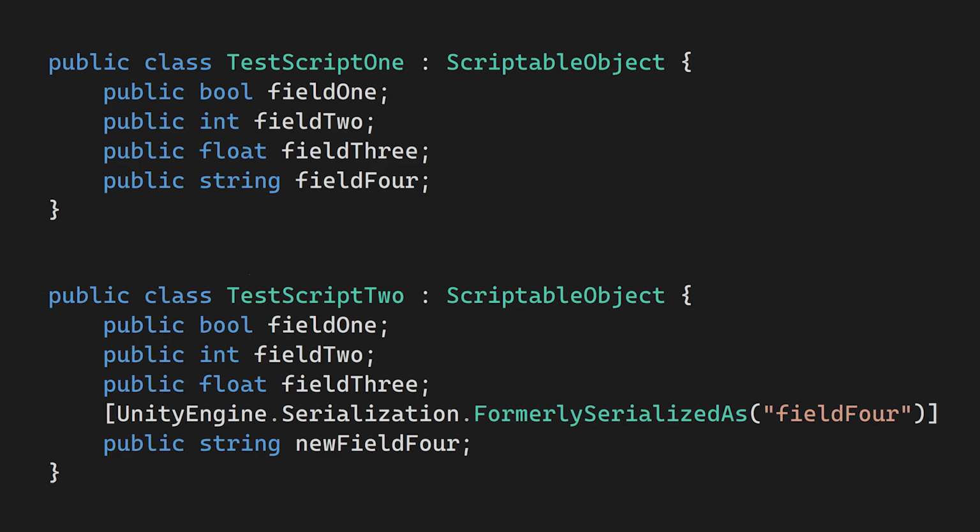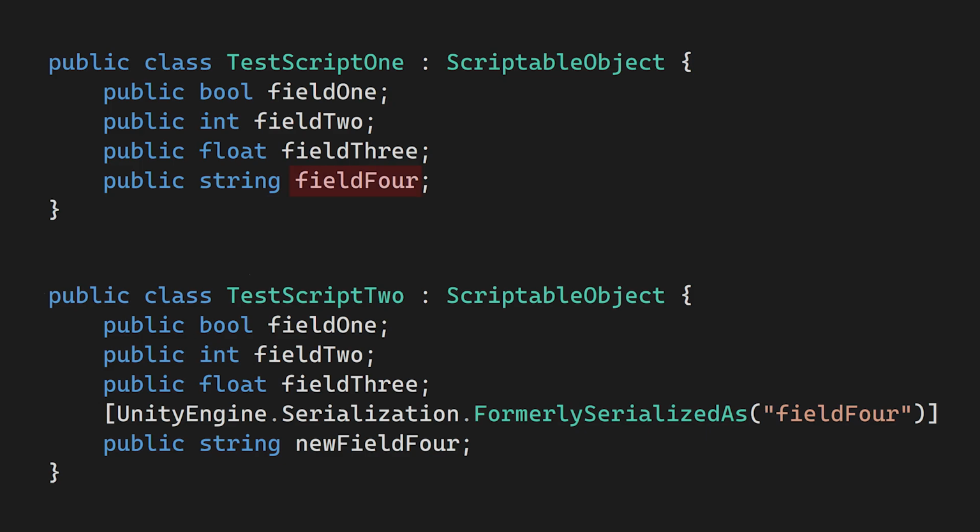If the field names don't quite match up, you can use the UnityEngine.Serialization.FormerlySerializedAs attribute on the new script to tell the system how to map the fields. In this example, I have two scriptable object types, TestScript1 and TestScript2, that are not subclasses of each other. Their field names are almost the same except for one field.